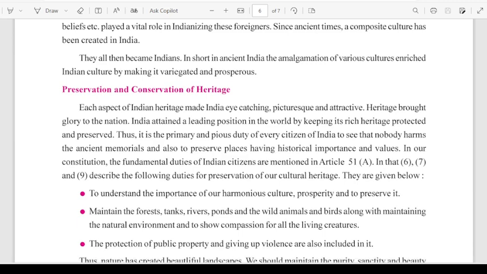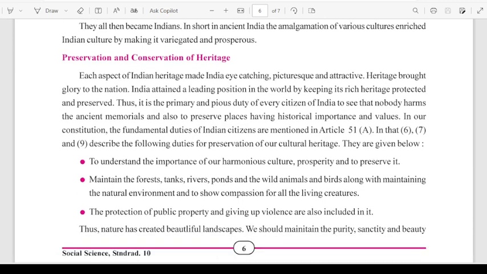Preservation and conservation of heritage. Each aspect of Indian heritage made India eye-catching, picturesque, and attractive. Heritage brought glory to the nation. India attained a leading position in the world by keeping its rich heritage protected and preserved. Thus, it is the primary and pious duty of every citizen of India to see that nobody harms the ancient memorials and also to preserve places having historical importance and values.